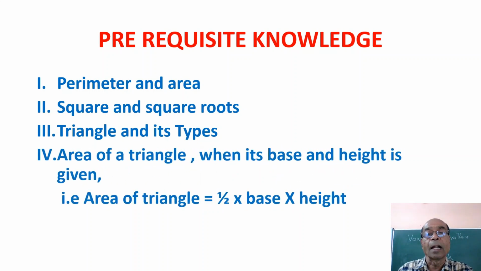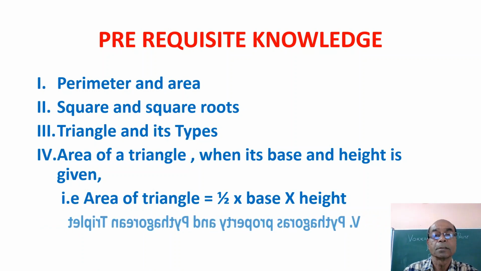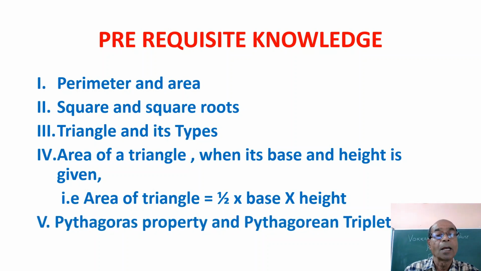Area of a triangle when its base and height are given. You have learnt this already, but anyway we are refreshing it. The area of a triangle is half into base into height. Next important are the Pythagoras property and Pythagoras triplet.